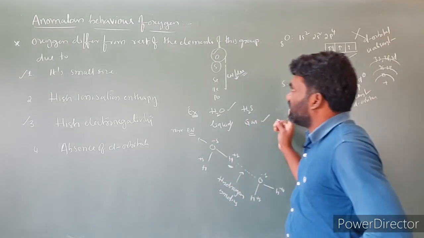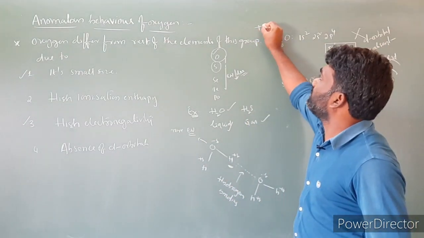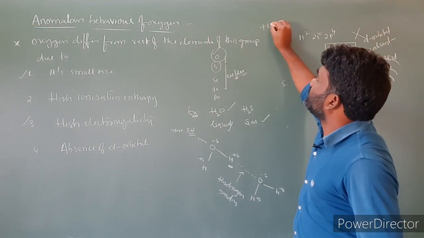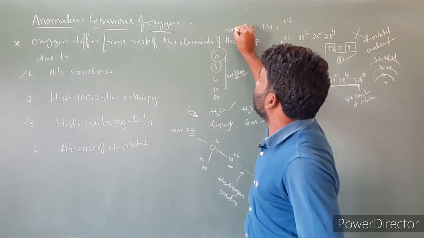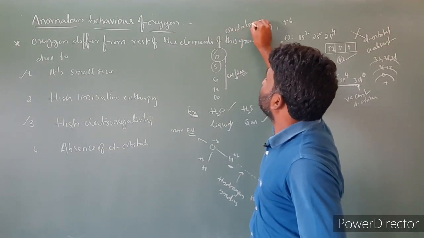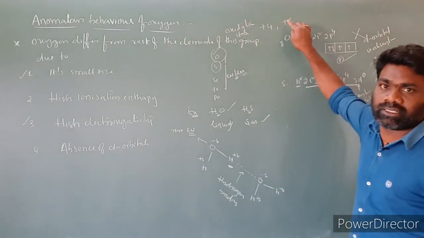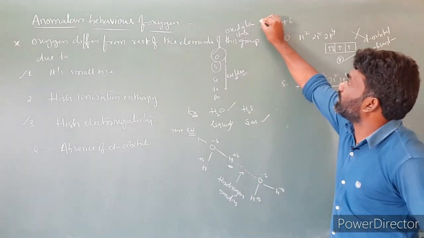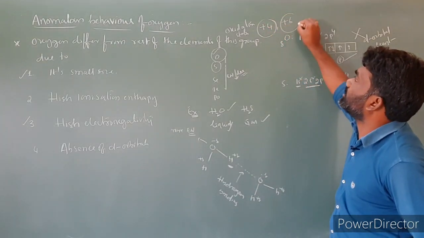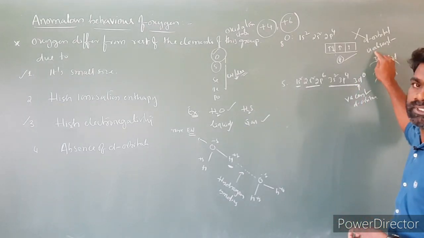of the elements. So let us take an example. I am taking oxidation numbers. The rest of the elements can show the +4 and +6 oxidation states, but oxygen does not show the +4 oxidation state. It can't show +4, and even the +6 oxidation state it can't show. Why? What is the reason? Because of the absence of the d orbital.